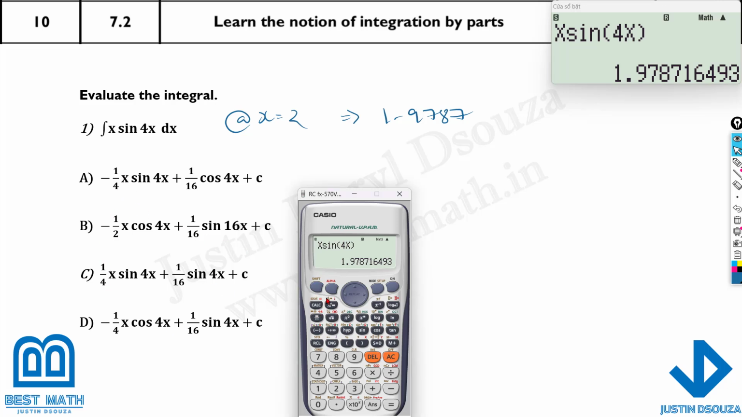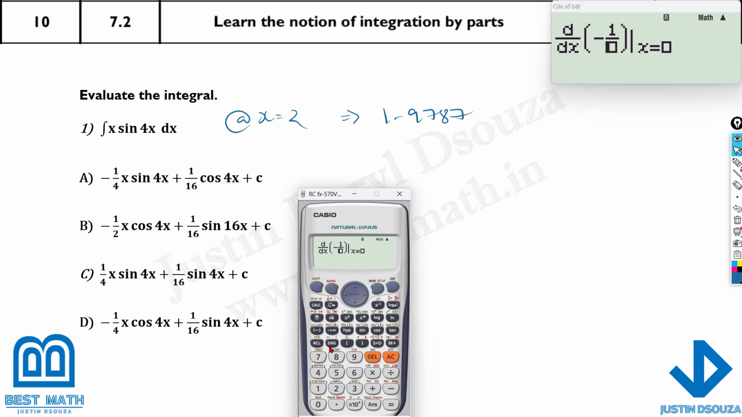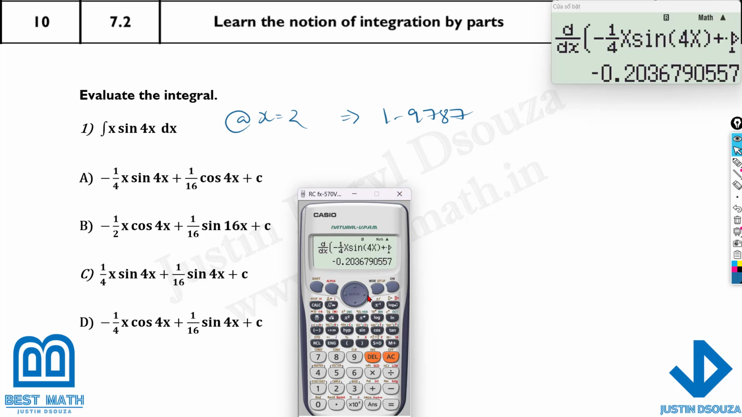So now what I do is shift dy by dx. Let me type this out. Minus 1/4, that is 1 by 4. And then we have sine x, sorry, it's 4x. Okay, let me write 4 first. And then alpha x, close the bracket, plus 1 by 16. And then we have again cosine 4x and close the bracket. And what is the x value we have taken? 2. So is it matching? No, it's not. Let me try this because it's very, very similar.